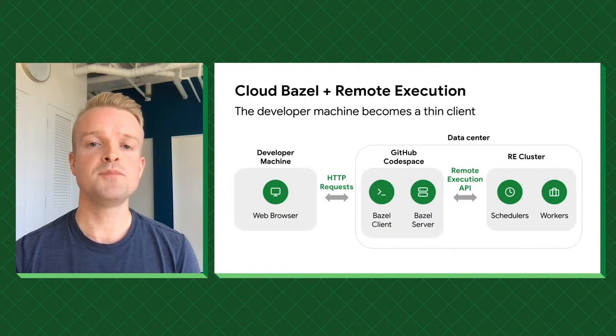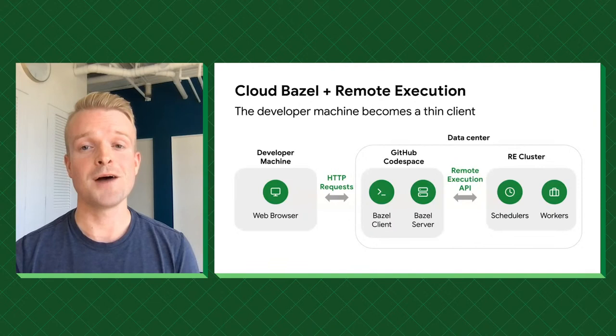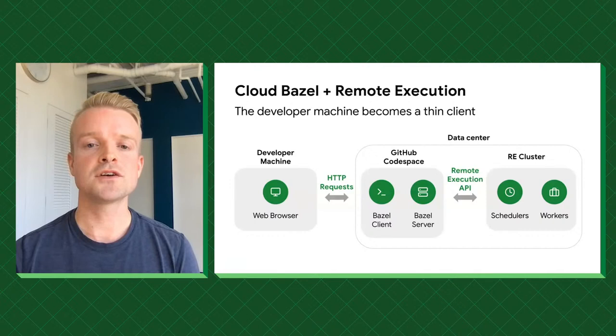Finally, when we move Bazel to the cloud, the developer machine just becomes a thin client. The Bazel client and Bazel server will live in the GitHub Codespaces data center of your choice. You can let GitHub automatically select this data center for you, or you can manually select one yourself. This means that the remote build execution API calls that Bazel makes are happening between data centers and not subject to your flaky home internet connection, which we're all a lot more familiar with now that many of us are working from home. If you place your codespaces in the same region as your remote cluster, this connection can be incredibly fast.